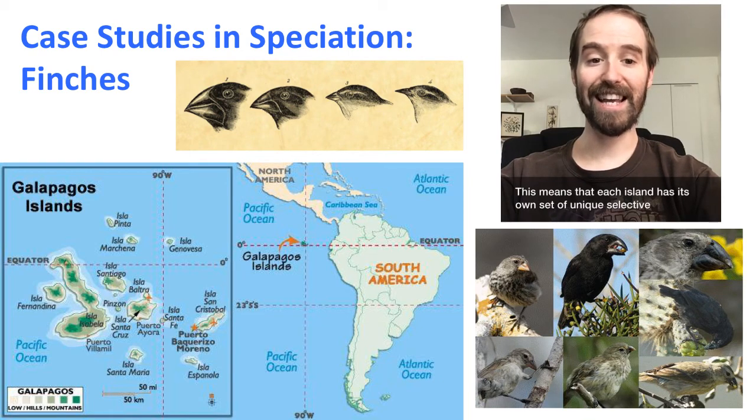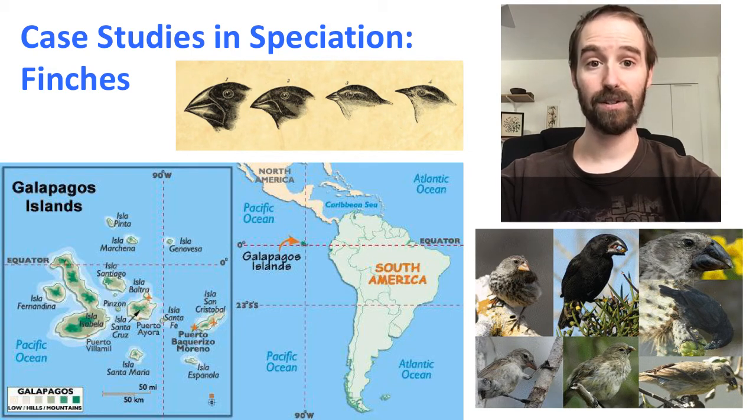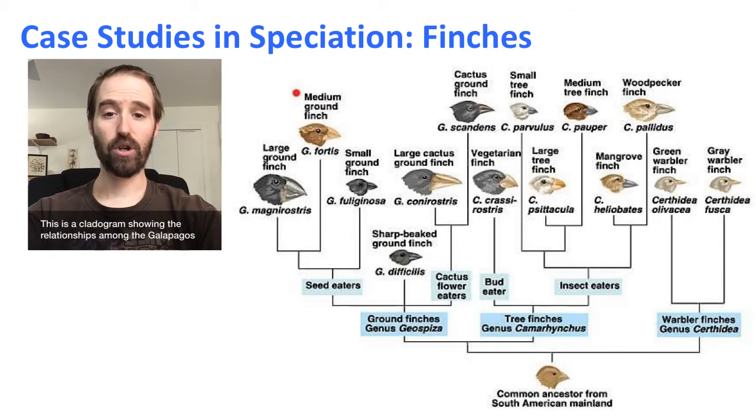This means that each island has its own set of unique selective pressures, and natural selection will favor different traits on different islands. This is a cladogram showing the relationships among the Galapagos finches. Take a minute to look at it and see what kind of sense you can make of it. For instance, what kind of traits define these different clades within this finch family tree? And what do we suspect to be true about the common ancestor of all these birds?